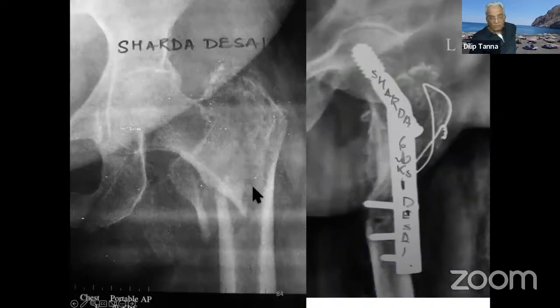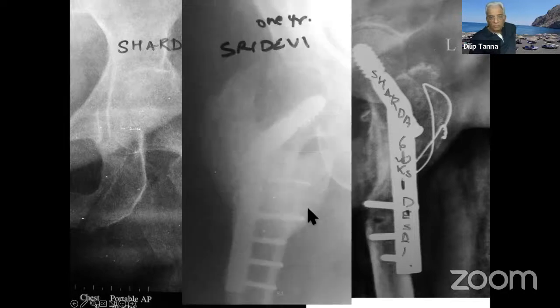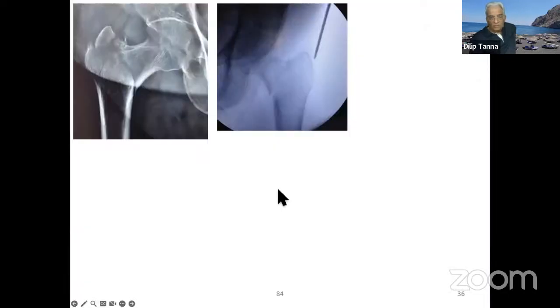I'm showing a DHS only because in those days, or even today, in some of these fractures, I choose DHS rather than a PFN. PFN is a good implant. I use it often enough. But at times, in some of these fractures, DHS is a better option. As you can see, once you do the medialization, the things get up.